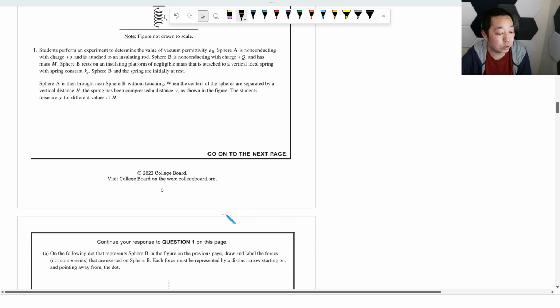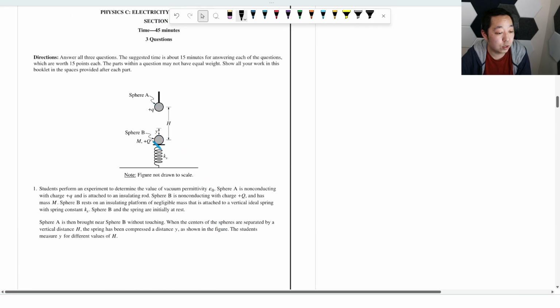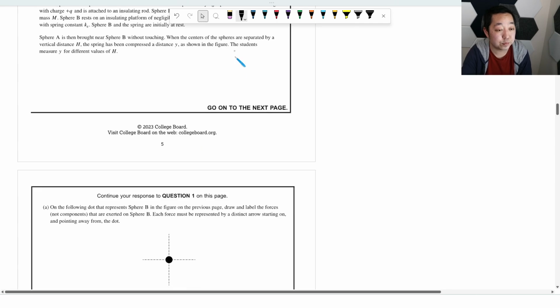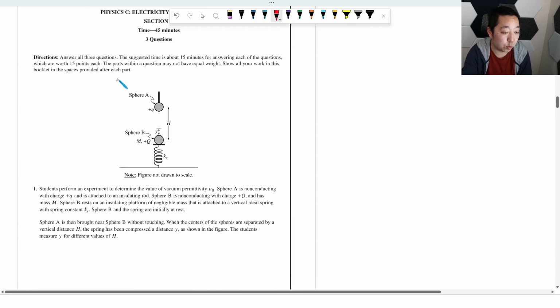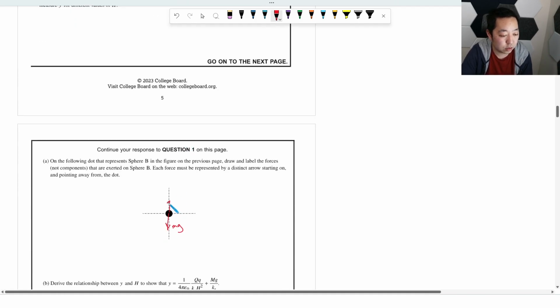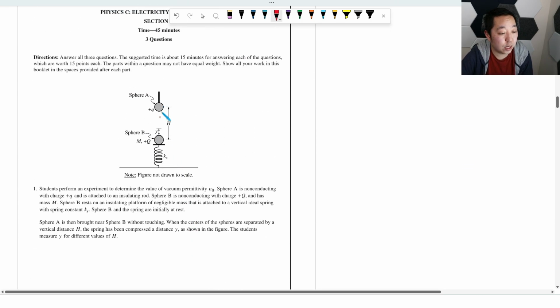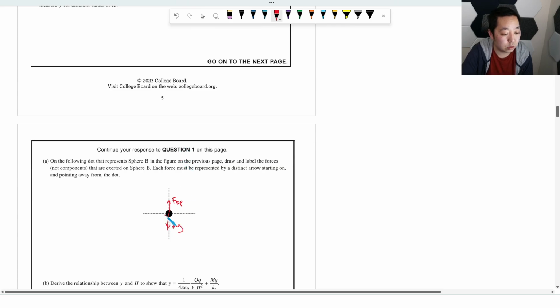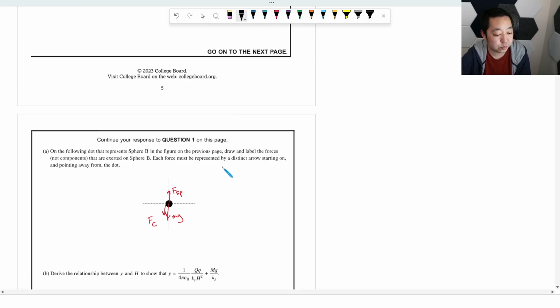Okay, so what are we doing? We're doing sphere B. B is the bottom one. The bottom one has gravity, so we have gravity going down. The spring's been compressed, probably because gravity is squeezing it, so the spring is going to push upwards on it. And then you are going to have an electrostatic force. They're going to repel, so that's going to be pulling downward. So the downward force is the Coulomb force, or electrostatic force.